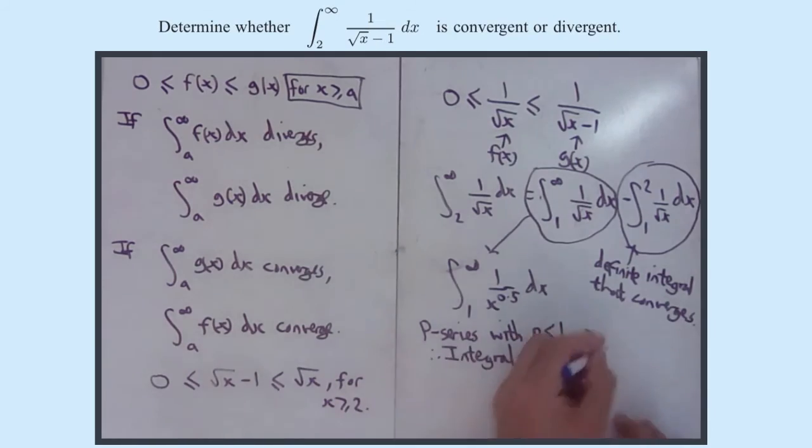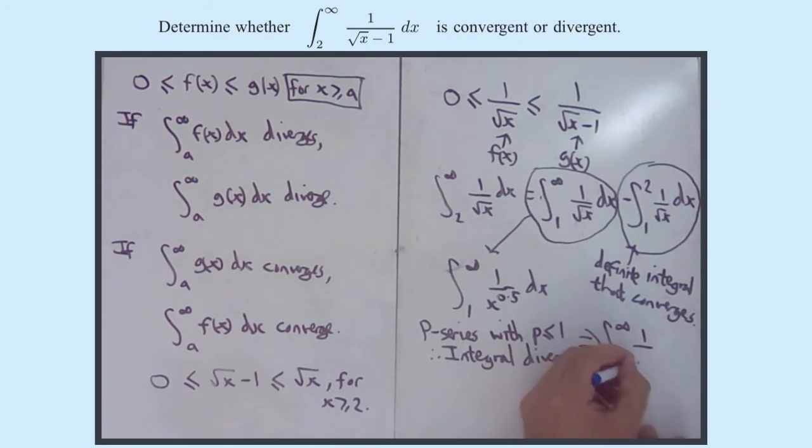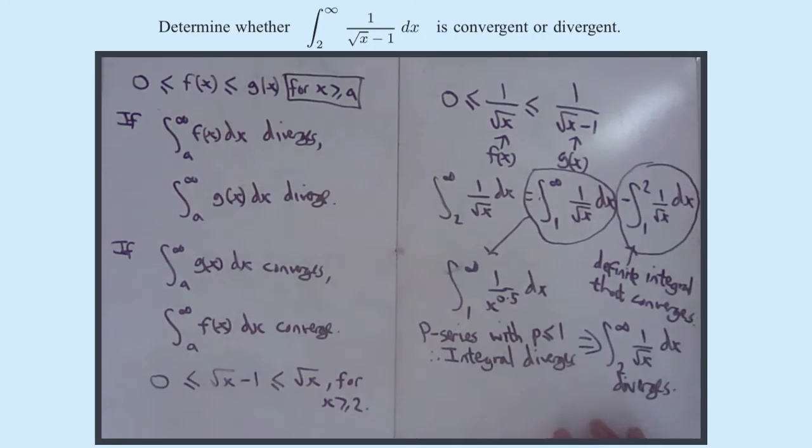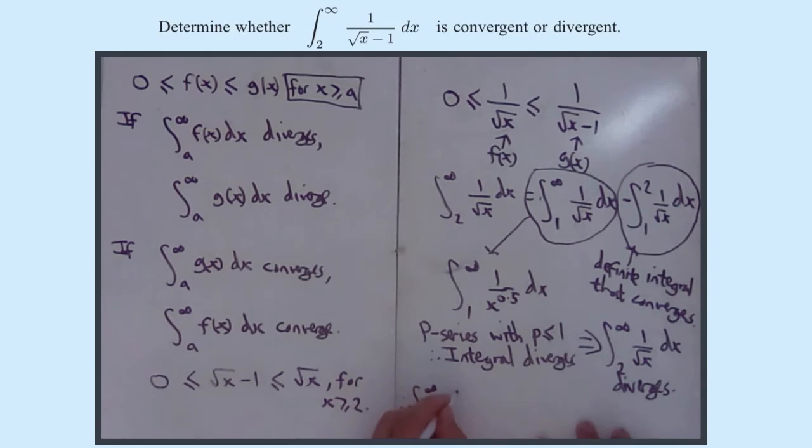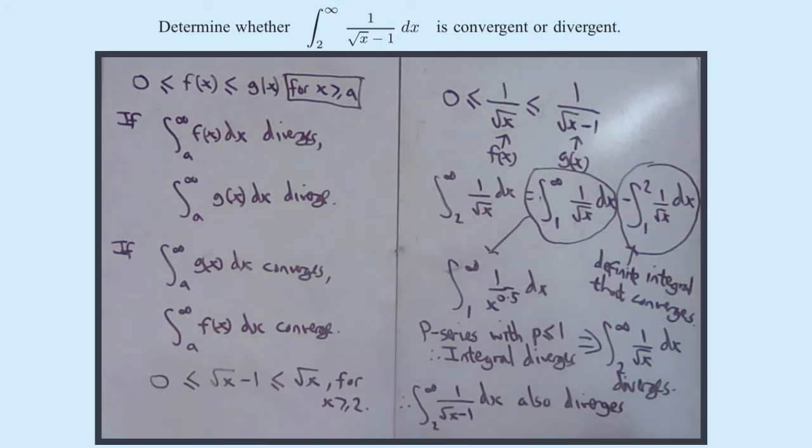That means that the integral between 2 and infinity of 1 over root x dx diverges, which in turn means that the integral between 2 and infinity of 1 over the square root of x minus 1 with respect to x also diverges. And we must state the reason why, and the reason is the comparison test.